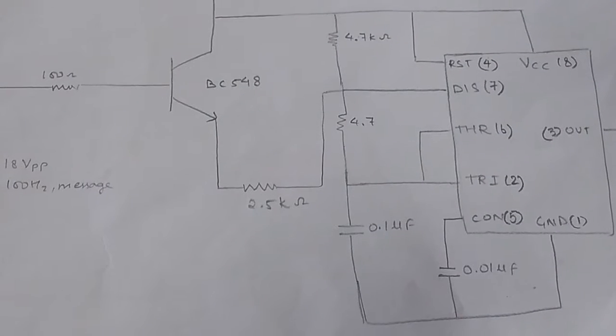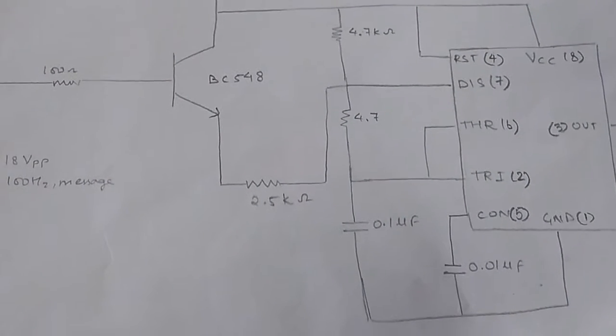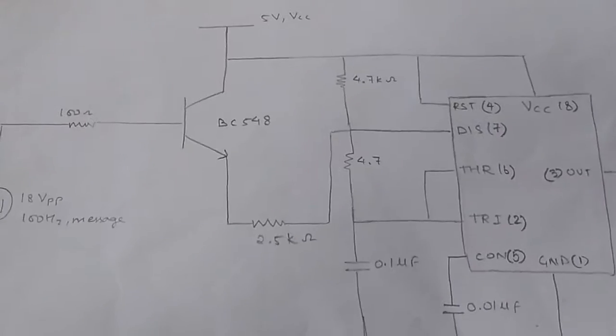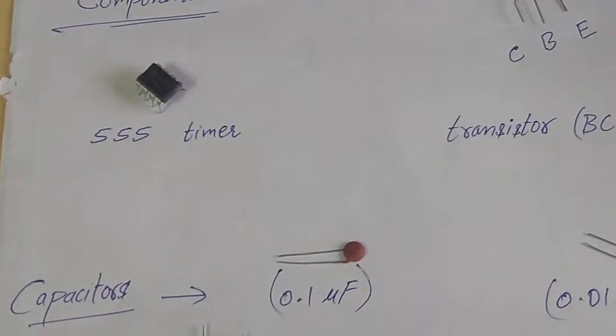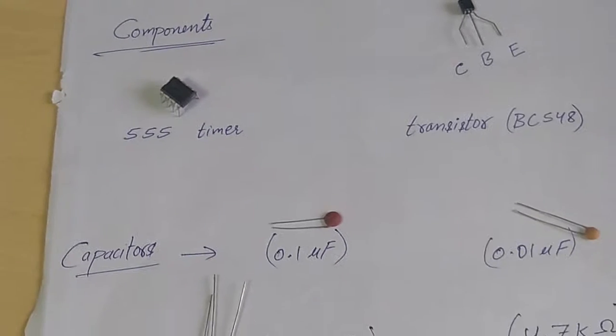First of all, we're going to talk about modulation of frequency shift keying. This is the circuit diagram. First of all, let's see what are the components required. We're going to need a 555 timer, IC 555 timer.